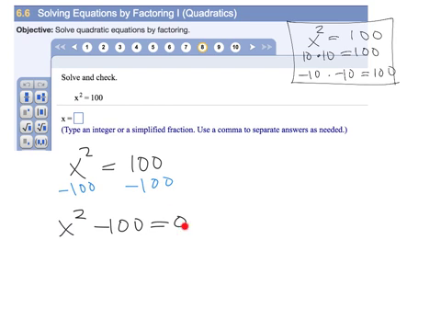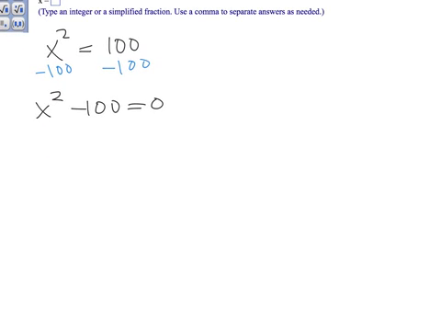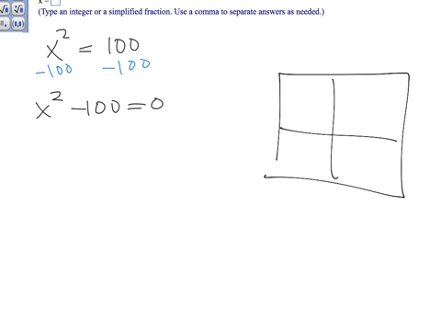So this is now in the format that we need in order to solve the algebraic equation. So we're going to draw our box. We know x squared goes here. We know negative 100 goes here. So we've got x times x. We've got 10 times 10.